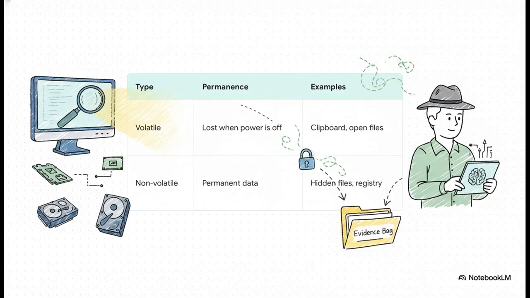Volatile data is the temporary stuff. Think about what's on your clipboard right now. The moment you pull the plug, poof, it's gone. Then you have non-volatile data. That's the permanent stuff saved to your hard drive. This makes those first few moments of an investigation absolutely critical.